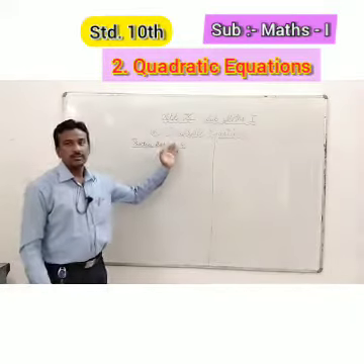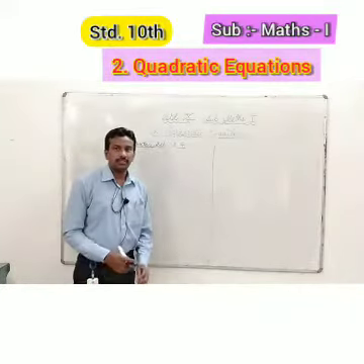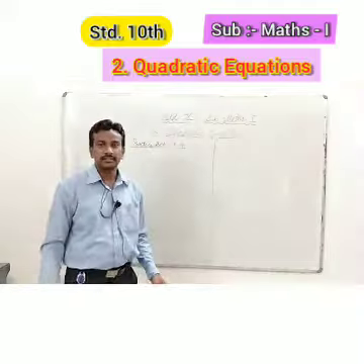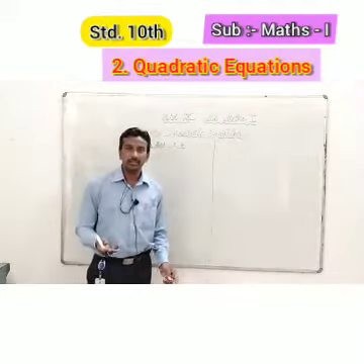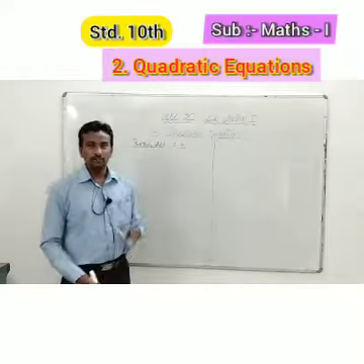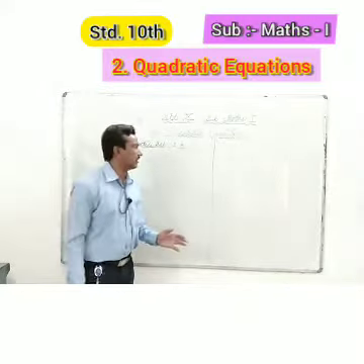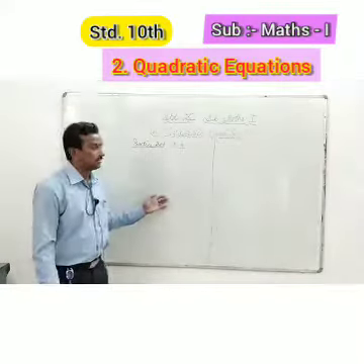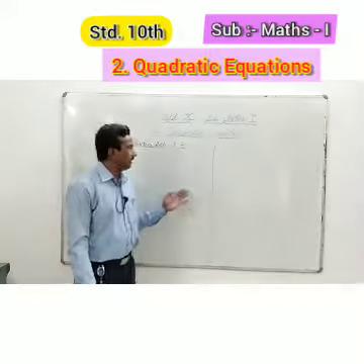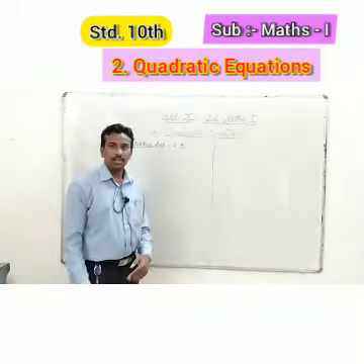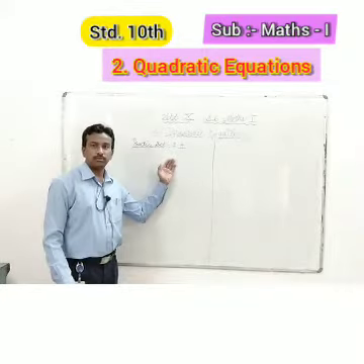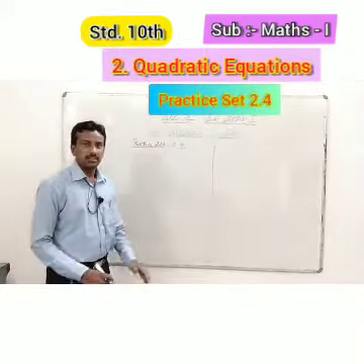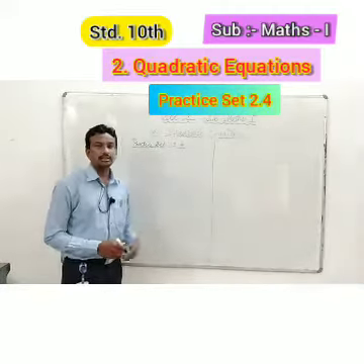And we know how to solve quadratic equations by using three methods. First method is factorization method, second method is completing square method, and third method is formula method. We have already seen the first and second methods. Today we are going to study practice set 2.4, that is the third method, solving quadratic equations by using formula method.